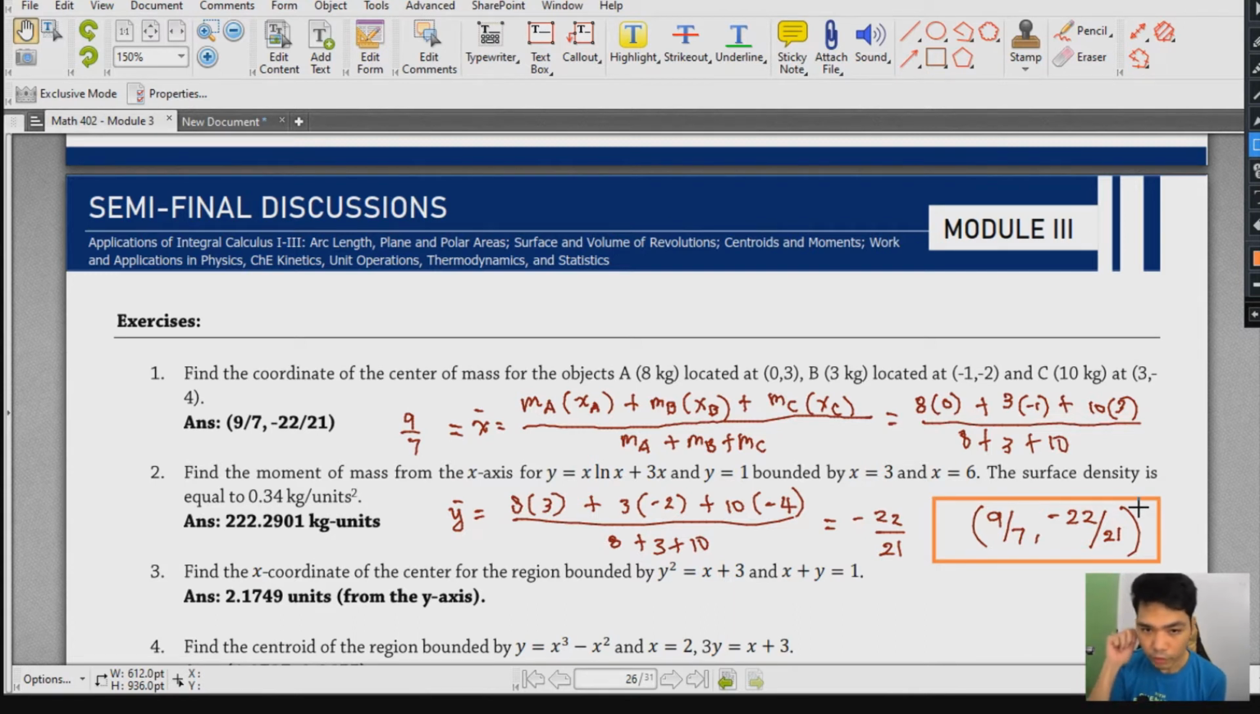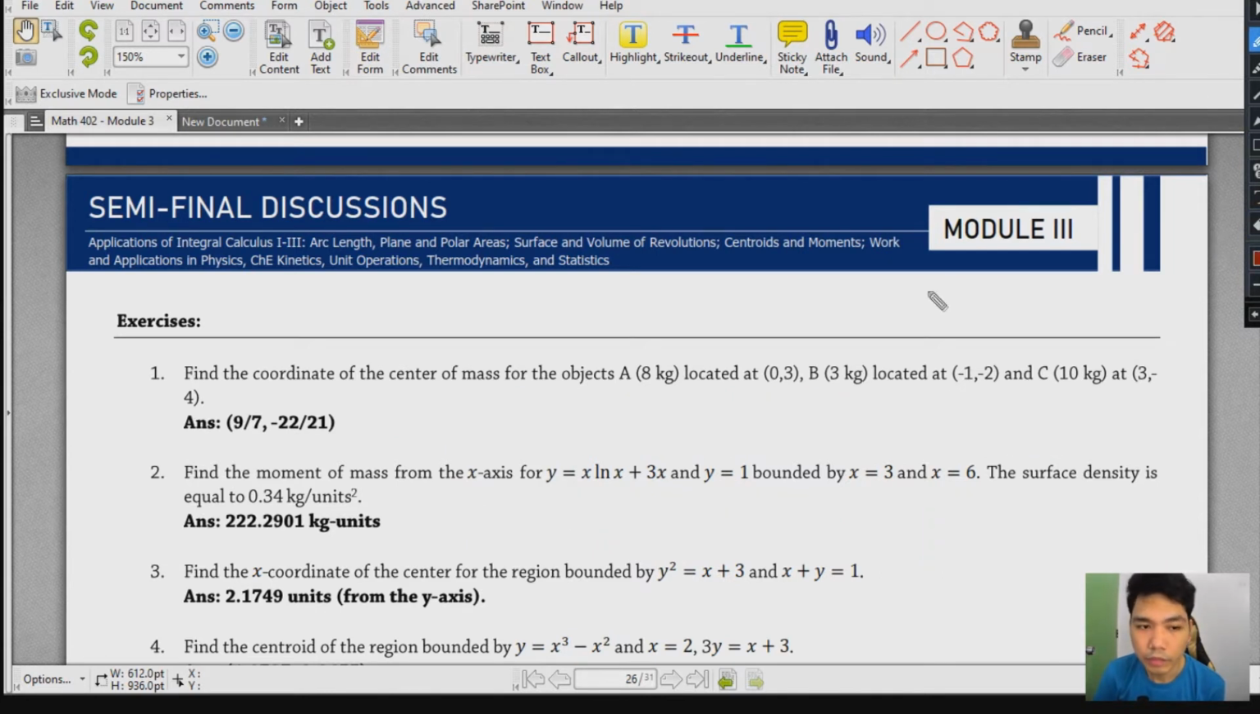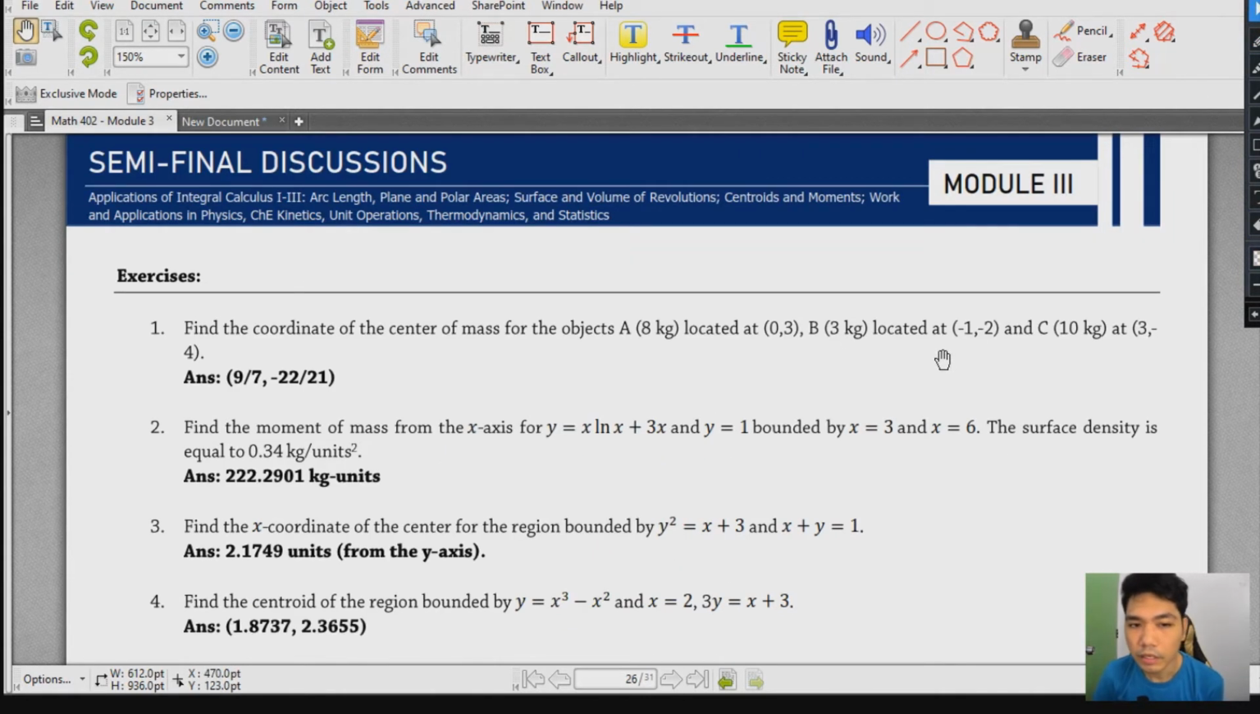So what if we try using our planar lamina? In this case, we'll try to solve for number 2. Find the moment of mass. Again, moment of mass is m sub y, m sub x, not the center of mass x bar and y bar. Find the moment of mass from the x-axis for y equals x ln of x plus 3x, and y equals 1, bounded by x equal to 3 and x equal to 6. The surface density is equal to 0.34 kg per unit squared.